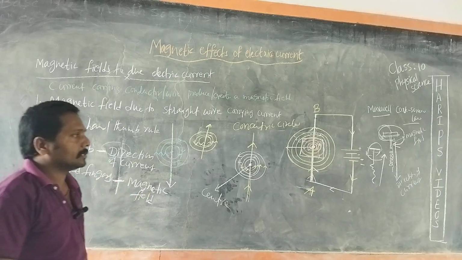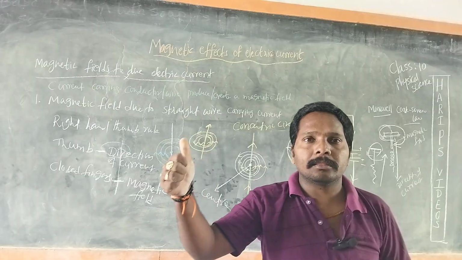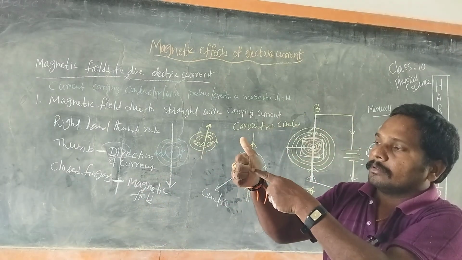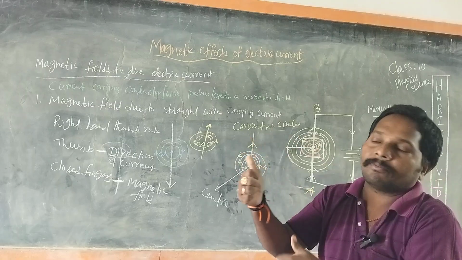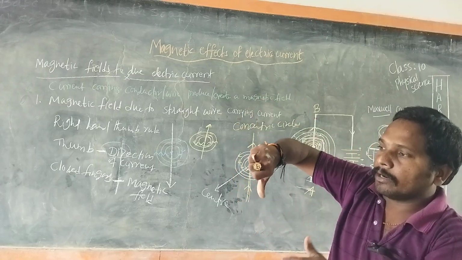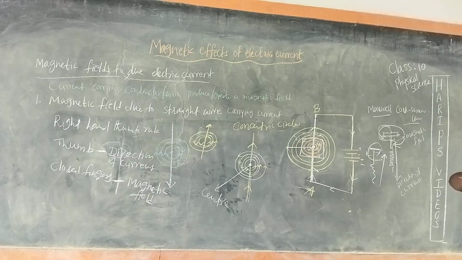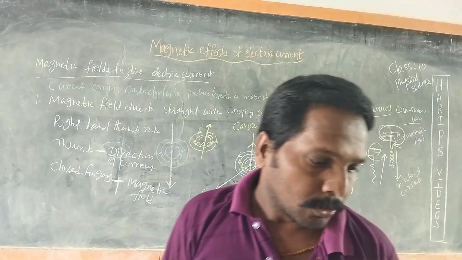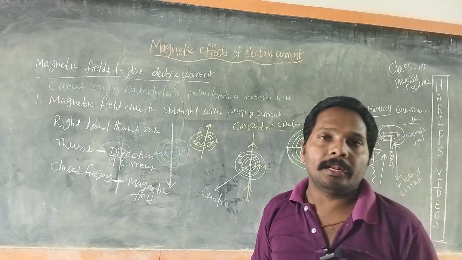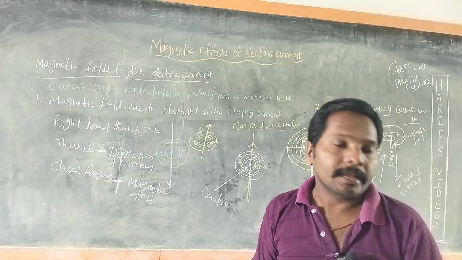The direction of the magnetic field is understood by the right hand thumb rule. Thumb is the direction of current, and the encircling fingers are the direction of the magnetic field. Upward direction is anti-clockwise, downward direction is clockwise. This right hand thumb rule is also known as Maxwell's corkscrew law. While we are moving the screw, the direction in which we are moving it gives the direction of the current, and the rotation gives the direction of the magnetic field.